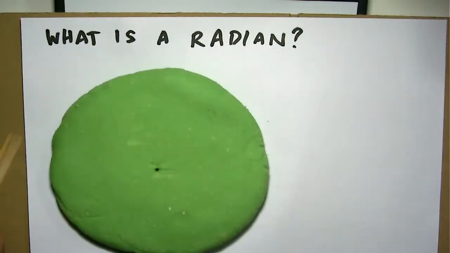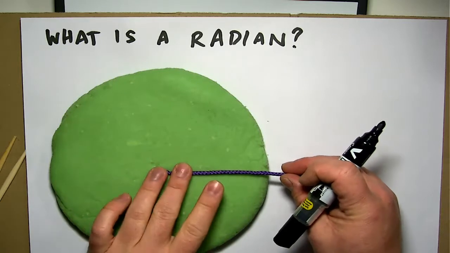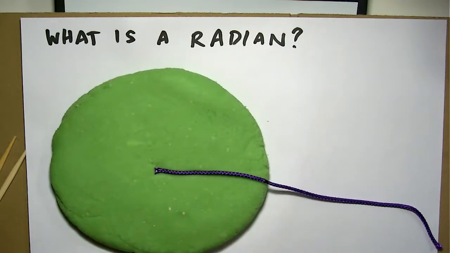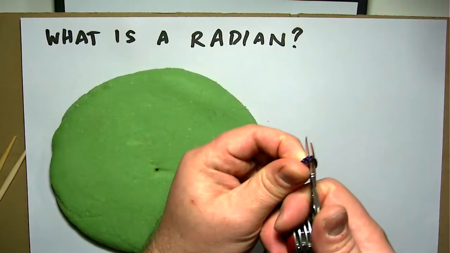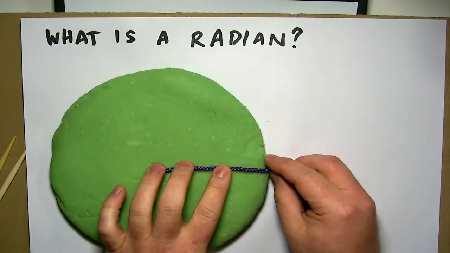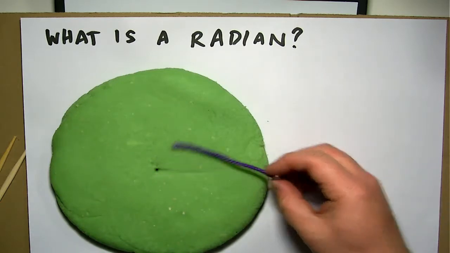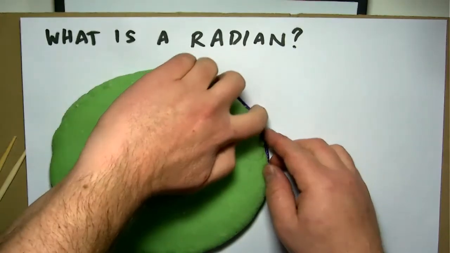To do this, we take a piece of string, put one end at the center of the circle, and mark out on the string a length exactly equal to 1 radius. Let's cut the string there. Okay, so now we've got a piece of string that is exactly equal in length to the radius of the circle. Now we just take this piece of string and take it to the edge of the circle and use it to mark out an arc, like so.